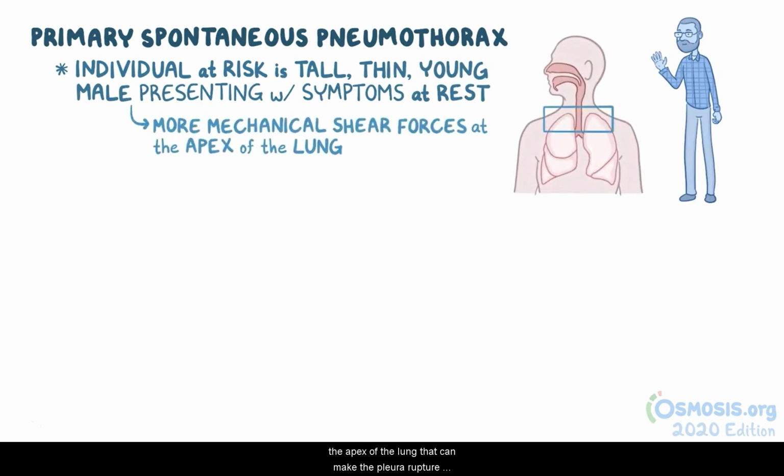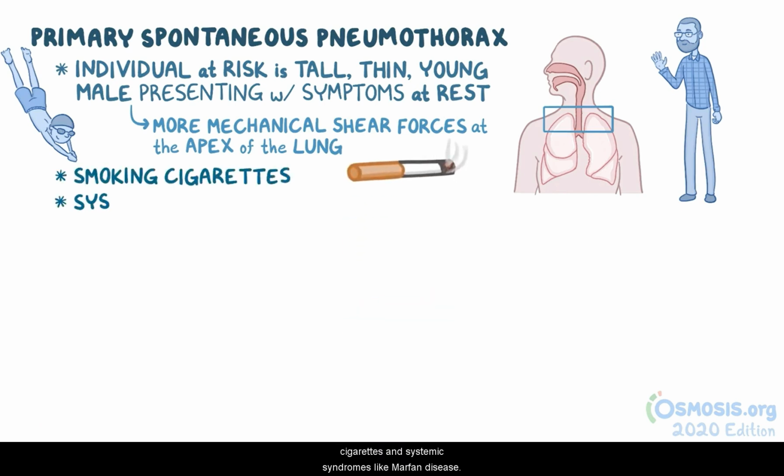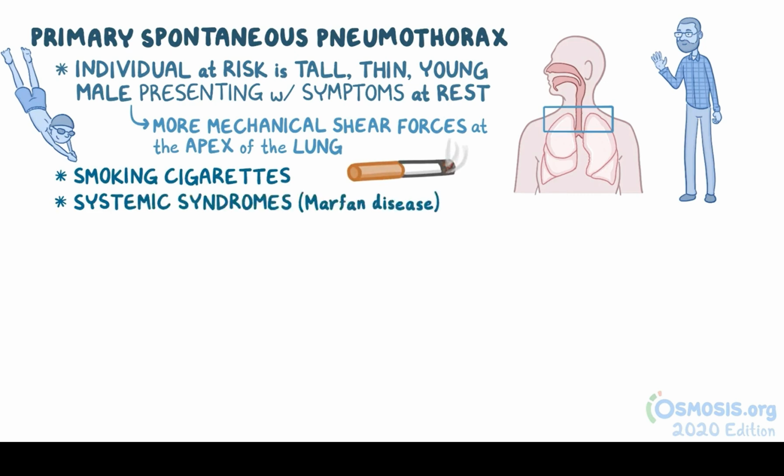can make the pleura rupture, especially after, for some reason, holding their breath, like during diving, or inhaling and holding a recreational drug or medication in their lungs. Another risk factor for primary pneumothorax is smoking cigarettes and systemic syndromes like Marfan disease.